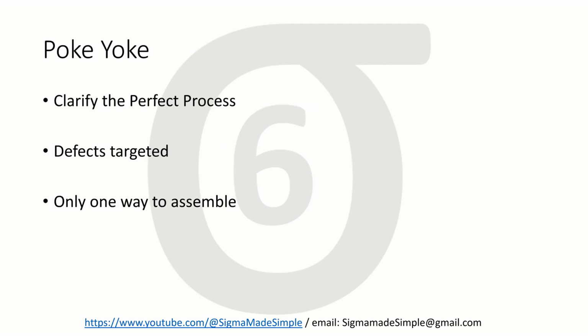Poka-yoke targets defects by designing the product so it can only be assembled in one way. This reduces defects and thus errors in manufacturing. It does target defects.